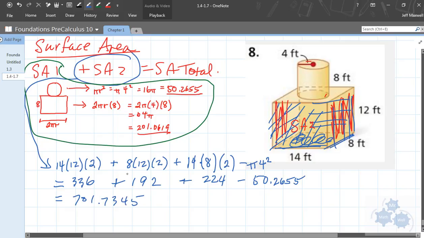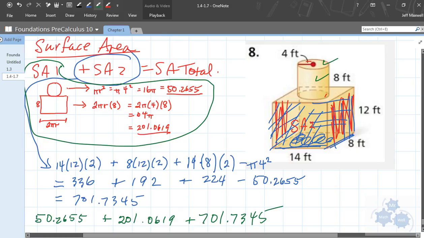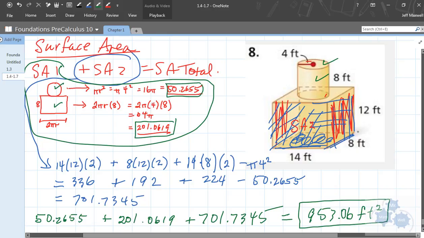So the final step is to combine surface area 1 and 2 to get the total. So remembering that we have to add this piece from surface 1 and this piece from surface 1. That's the circle and the wraparound part up there. And then add our total from the bottom part, and we'll get our total area. 953.06, and this is going to be feet squared. That should be your total surface area for this question.